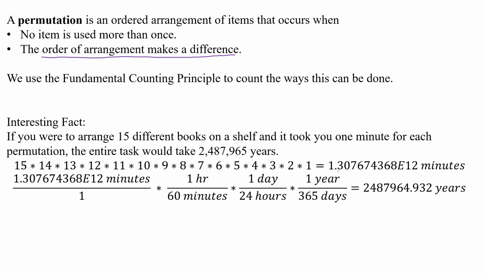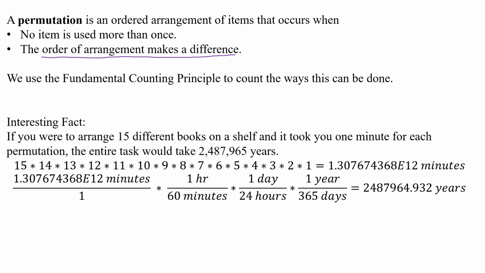When you get done, you get 1.307674368 times 10 to the 12th minutes. So quite a few minutes. Now we need to convert those minutes to years, so we're doing some unit cancellation. If we convert to hours, we divide by 60. To days, we divide by 24. And to years, we divide by 365. When we do that and round up, we get the number ending with the 5 here. That's how in our book they got that number of years: they did this calculation first to figure out how many minutes there would be, and then converted those minutes into years.